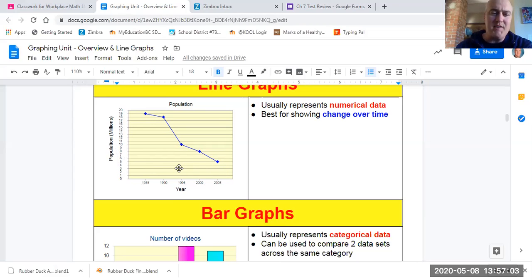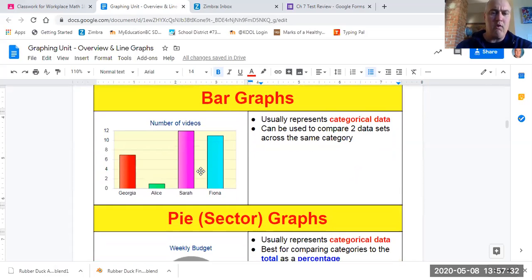Now, this is just one example of a line graph, but basically line graphs are usually used to represent numerical data, in other words, numbers. And oftentimes, they are best used to show how something changes over time. In this case, over years, but it could be over minutes, over days. So line graphs are often used where we're comparing something over a period of time, and usually comparing numbers.